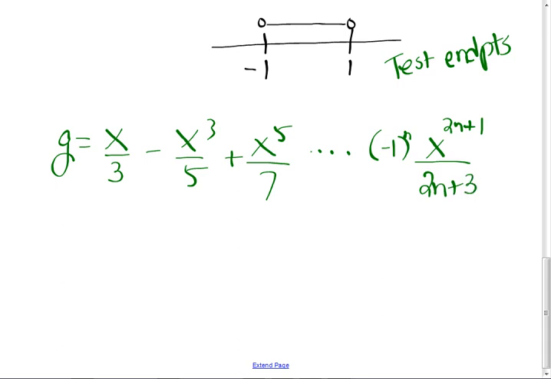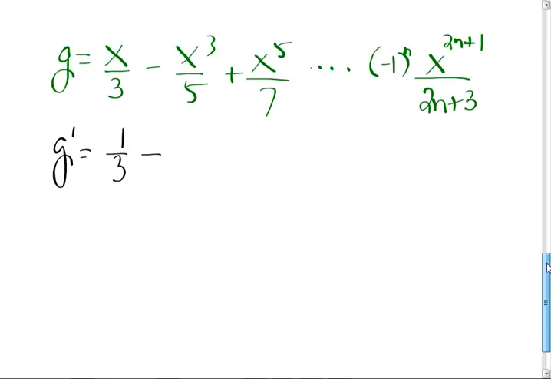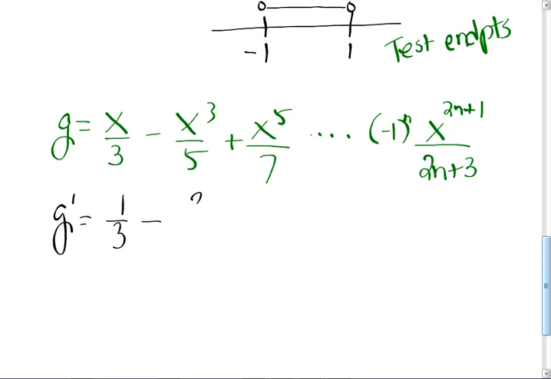I want g prime. What's the derivative of x over 3? 1/3. What's the derivative of the next term? It's easy. But see, some people just quit on this because they said, I can't do this. Yes, you can. Plus 5x to the 4th.